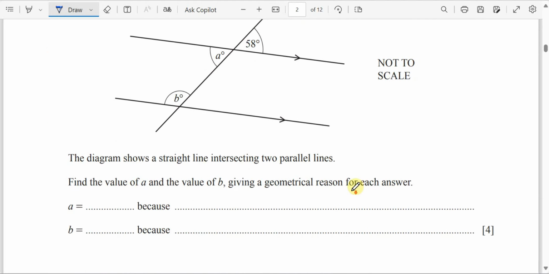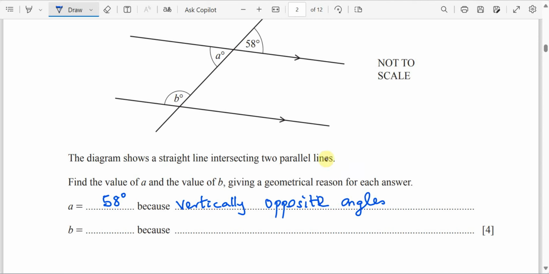Question 3. The diagram shows this. Find A. A is 58 degrees. Why is A 58 degrees? Because A and 58 are vertically opposite. So we call them vertically opposite angles.